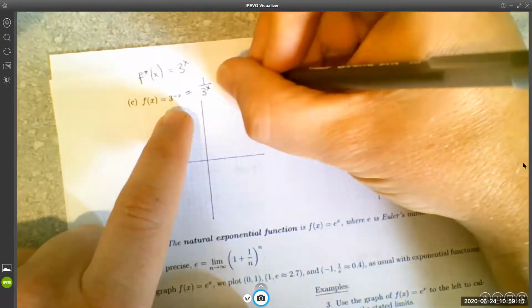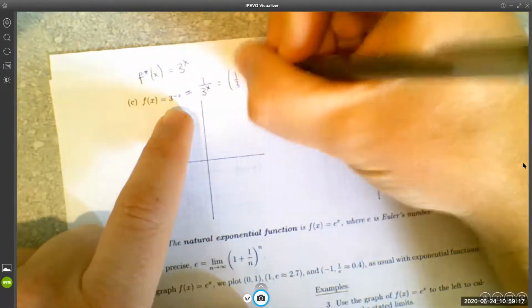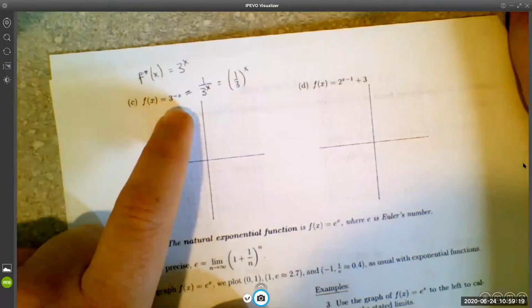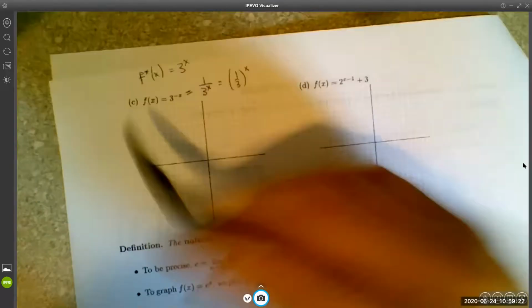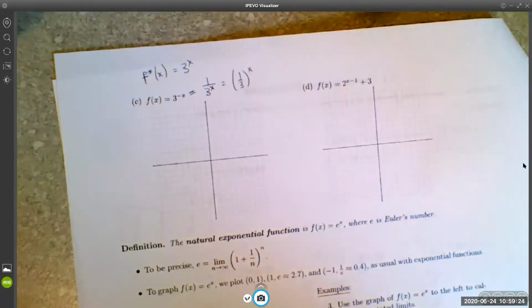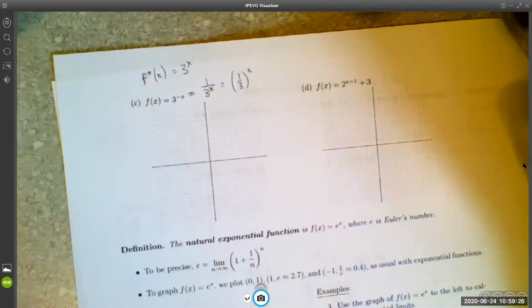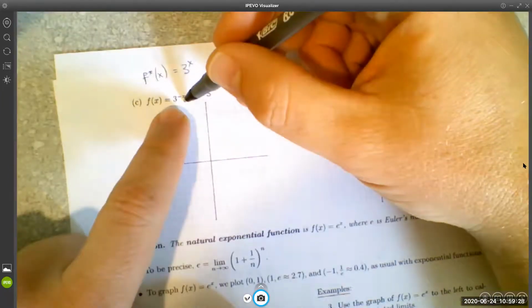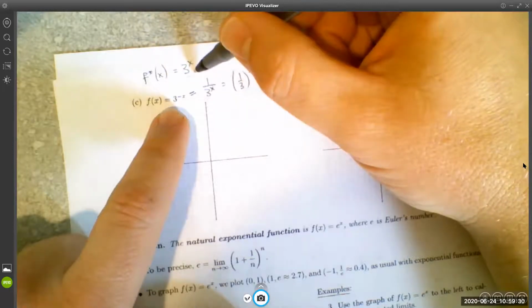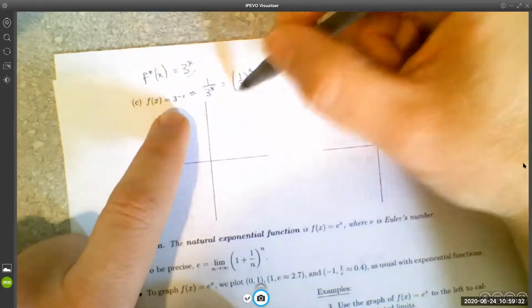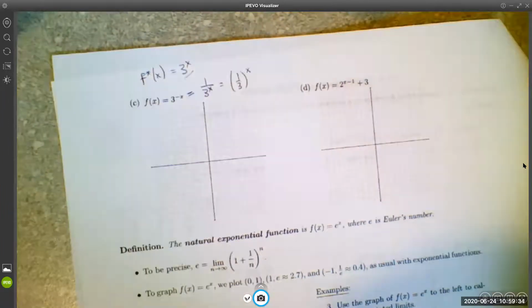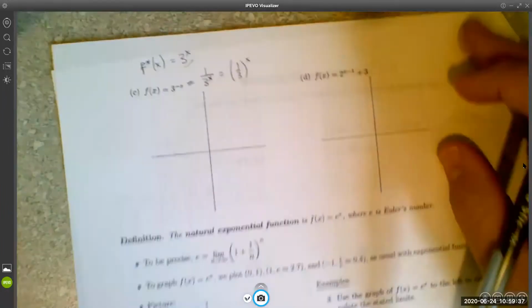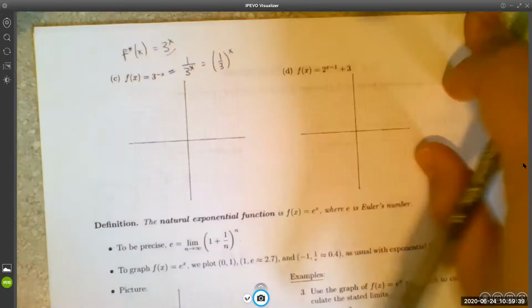And that's really the same thing as 1 over 3 to the x. So really, this function is the same thing as 1/3 to the x power. So whether you prefer to think of this as a transformation of that, or if you just prefer to think of it like 1/3 to the x, you're going to get the same graph, which is kind of a cool thing. But let's graph it, right?